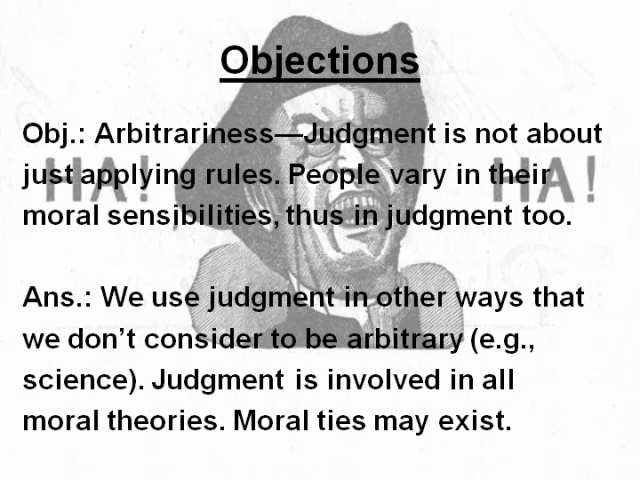And last, we get back to, again, the questions of arbitrariness. Judgment is not about just applying rules. People vary in their moral sensibilities, thus in judgment too. So ultimately, this objection asks, how do we make sense of judgment? How can I criticize, for example, somebody else's moral judgment in a certain situation? To this, the pluralist will look at other considerations, other places where we don't consider judgment to be arbitrary.